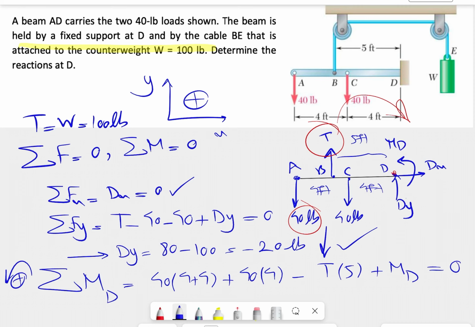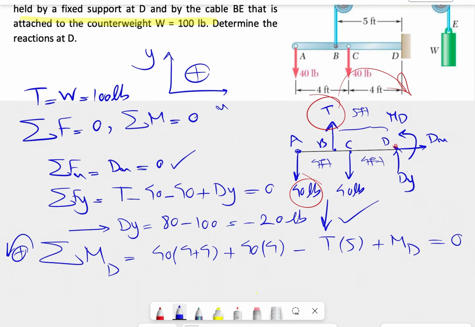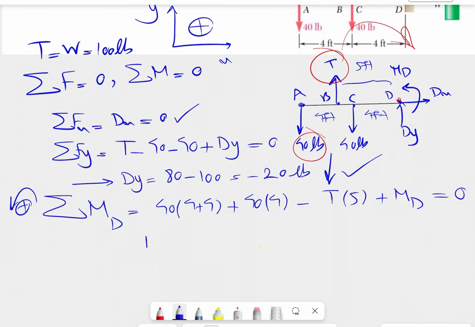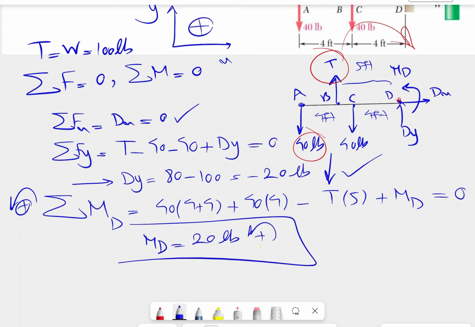There's only one unknown left in this equation, and that would be the moment. If we solve it, we can find the moment: 20 pounds, positive, which shows that the assumption for the moment was correct. So this would be the last reaction about point D, and that would be the final answer.